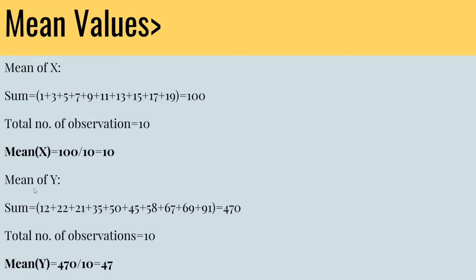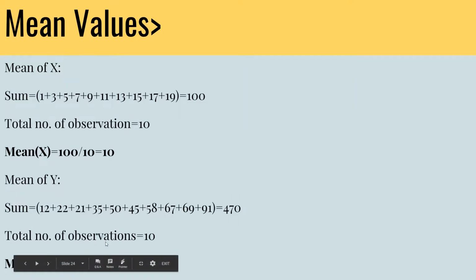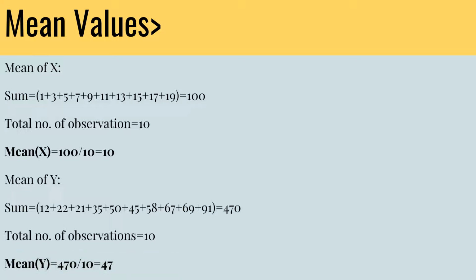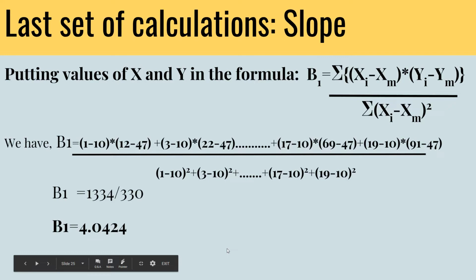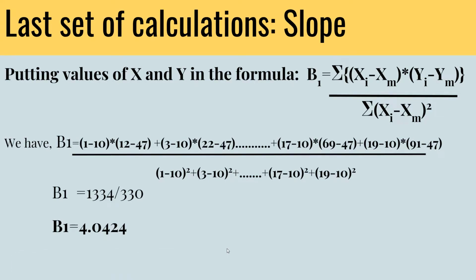Similarly, we calculate the mean of y. We sum the values of y and we obtain a value, and then we divide it by the total number of observations of y, and we obtain the value of mean of y. Now the last set of calculations is the slope calculation.